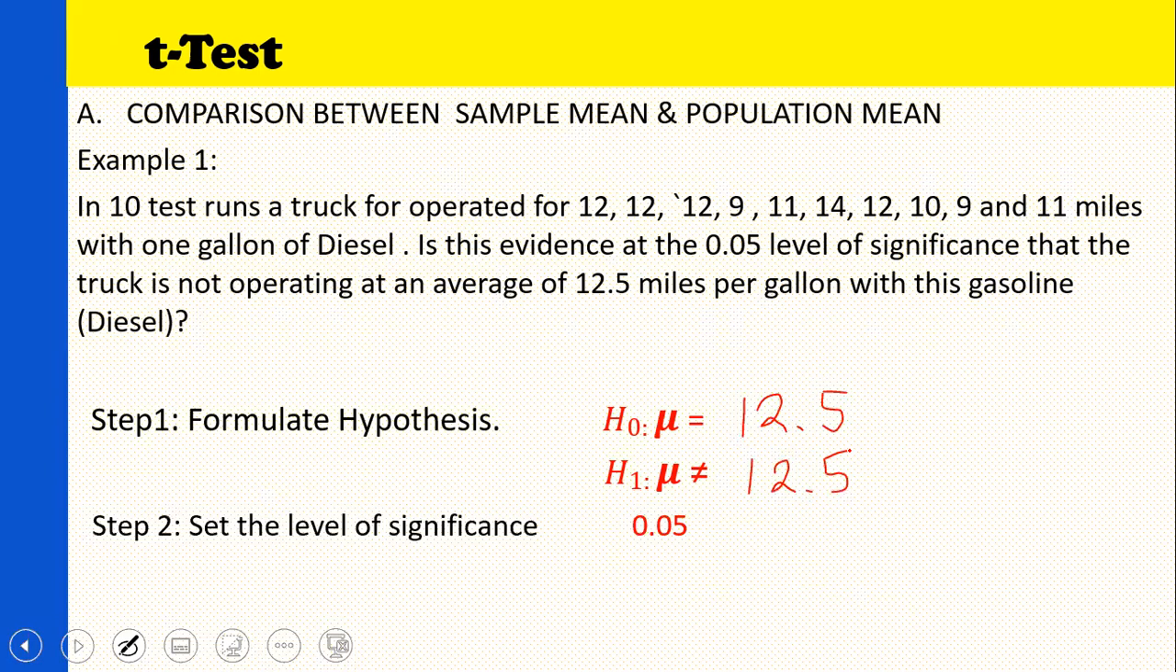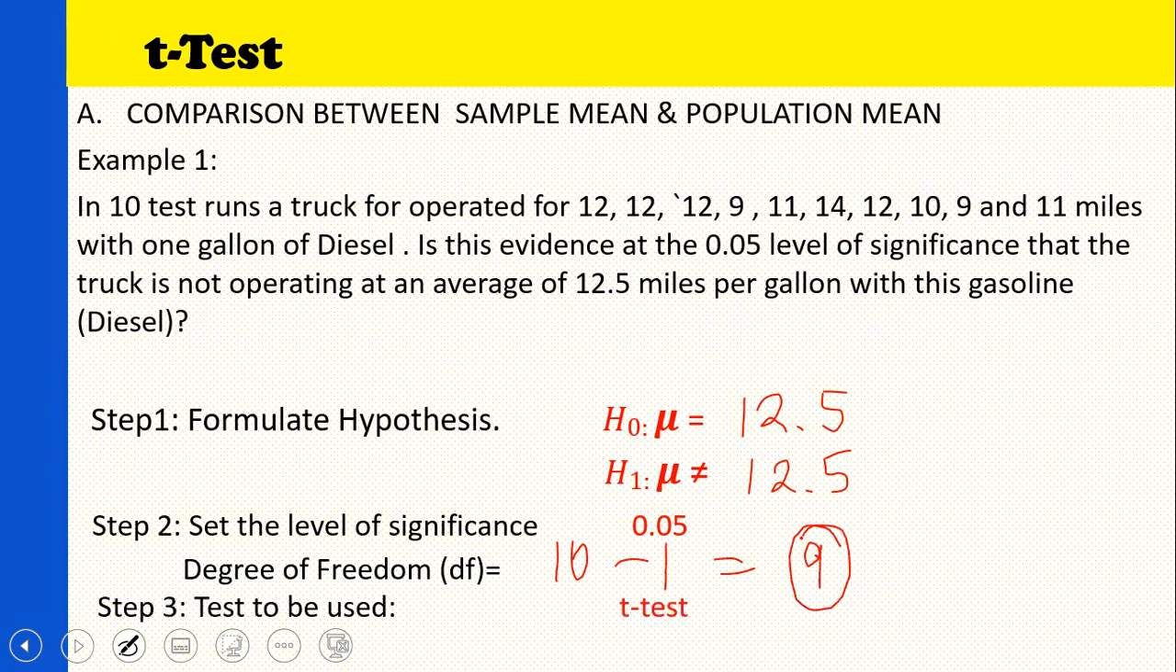Okay, so let's have the set of level of significance. So we also have the 5% level of significance, which is already given from the problem. We also have the degree of freedom, which is based on the sample. We have 10, the number of samples, and the degree of freedom is represented by N minus 1. Therefore, we have the degree of freedom computed as 9.